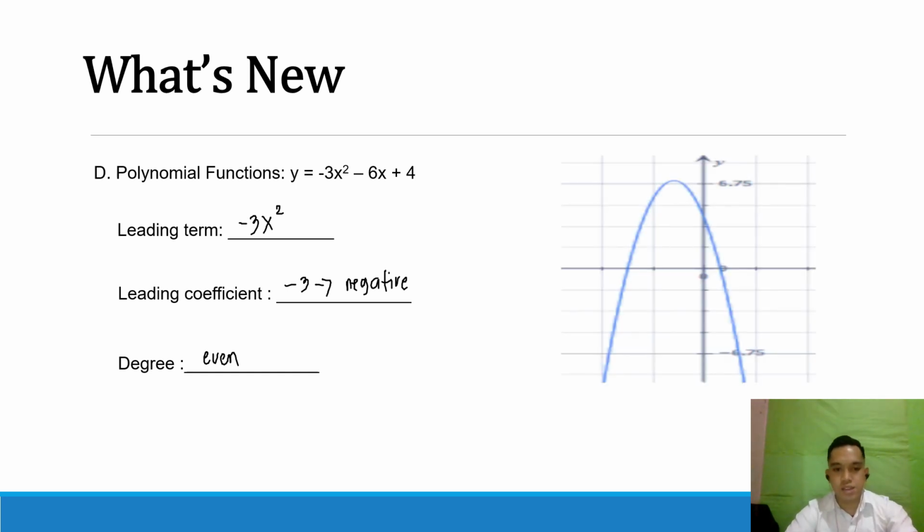Ayan. So since ang ating leading coefficient ay negative, then ang ating degree ay even, so the possible sketch of our graph, it falls to the left and falls to the right. Negative yung ating leading coefficient and the degree is even. So falls to the left and falls to the right. So that is the graph of our polynomial function.